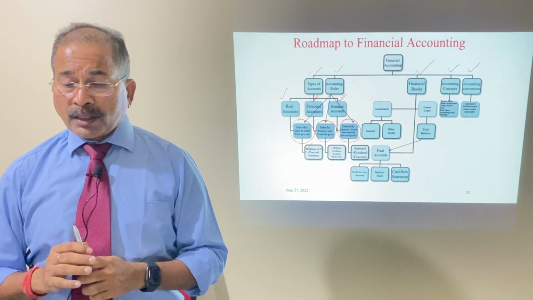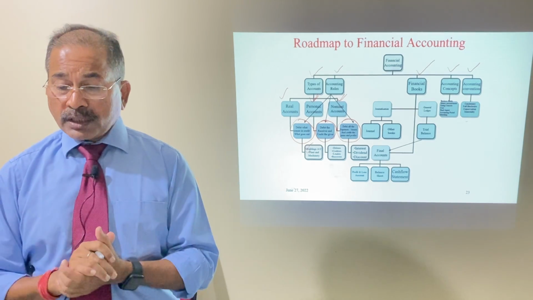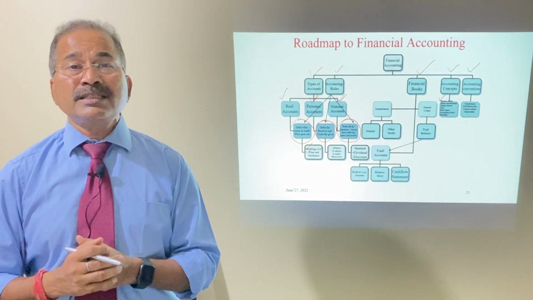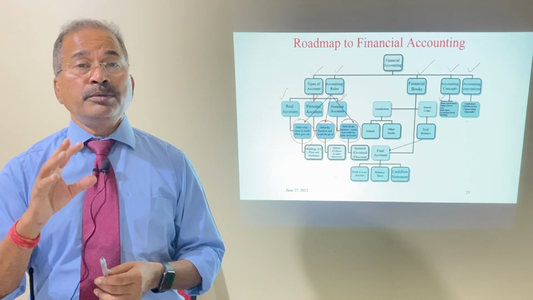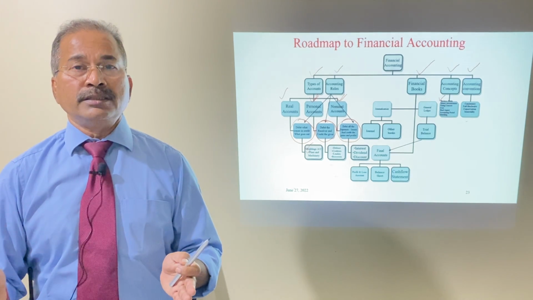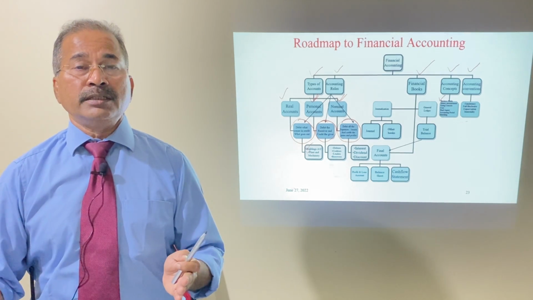what next? Next that we need to understand the accounting concepts. So what are the accounting concepts? The first accounting concept is business entity concept. What does it mean? It simply means that the owner of the business and the business are two separate entities. Owner of the business and the business are two separate entities.